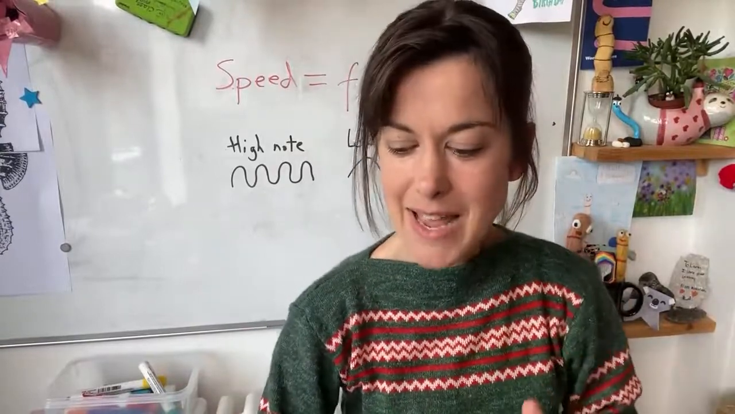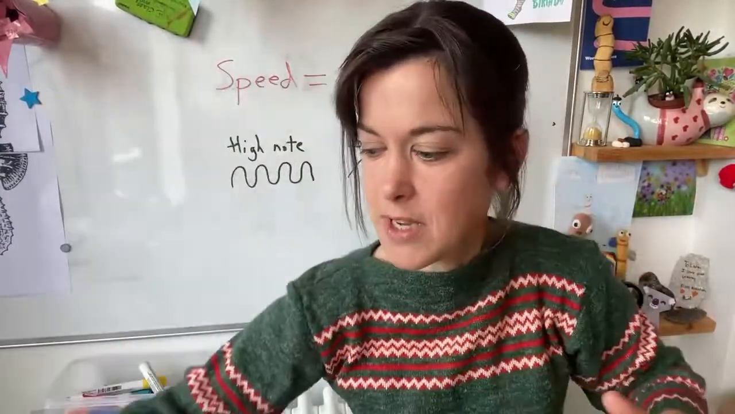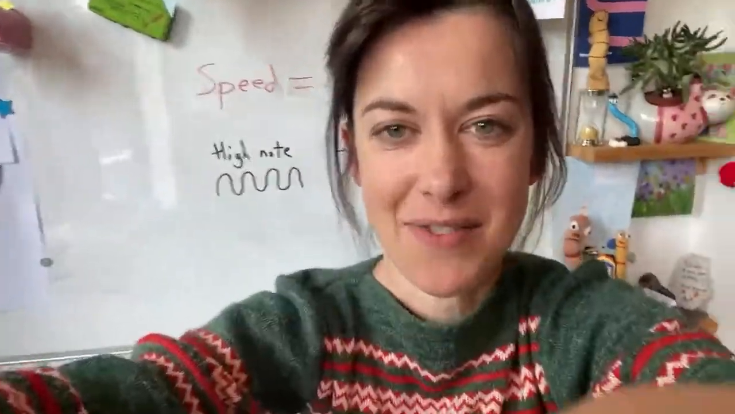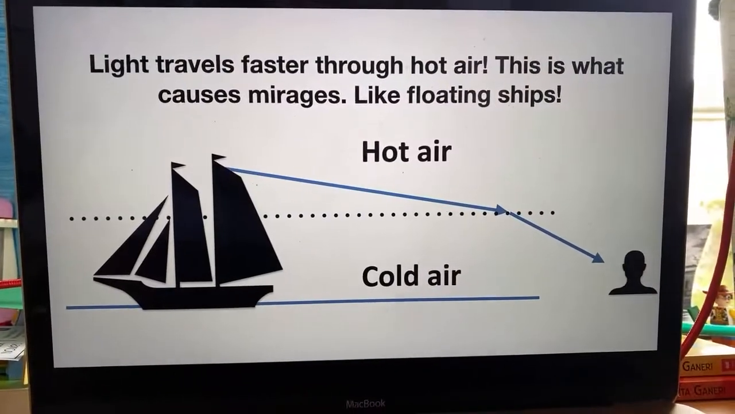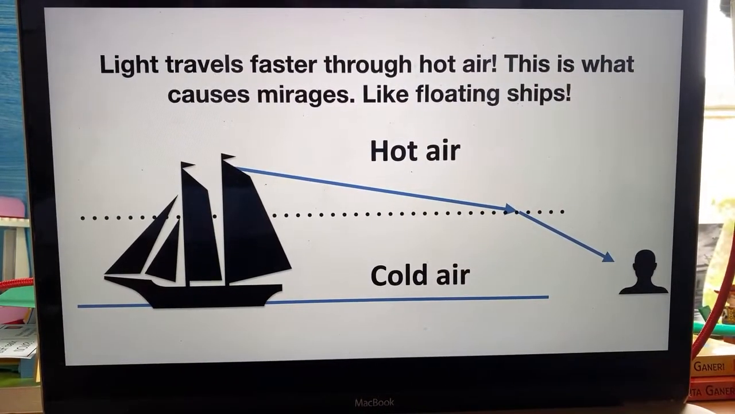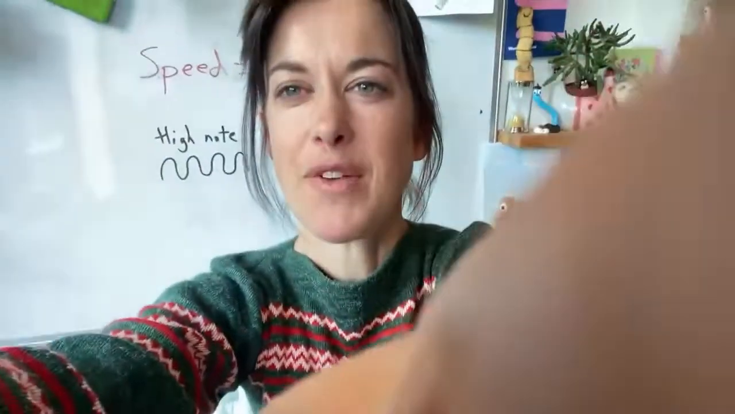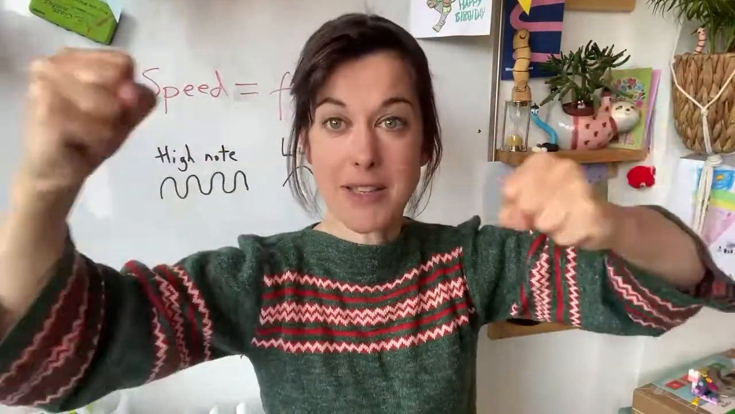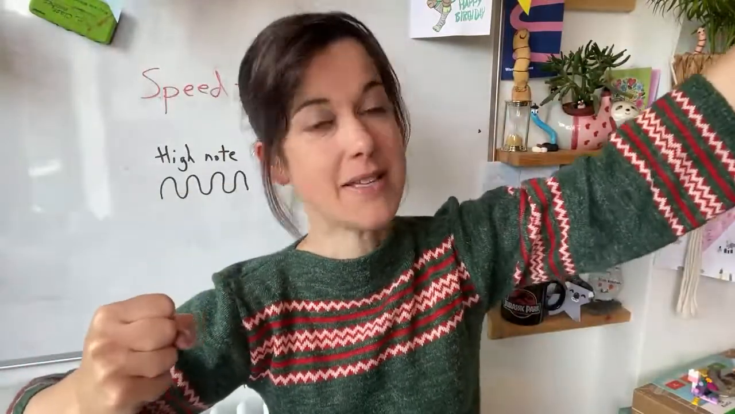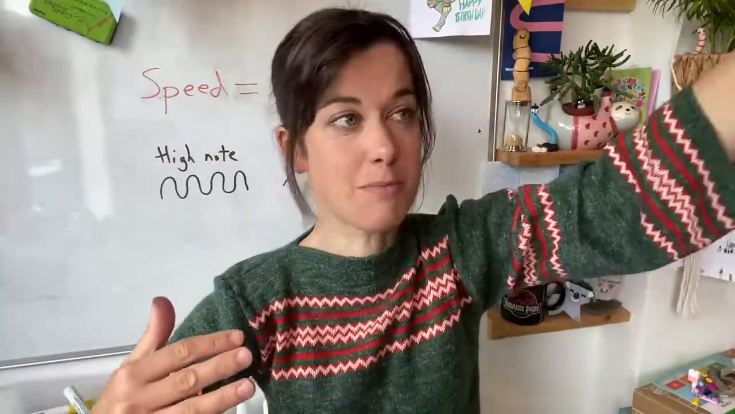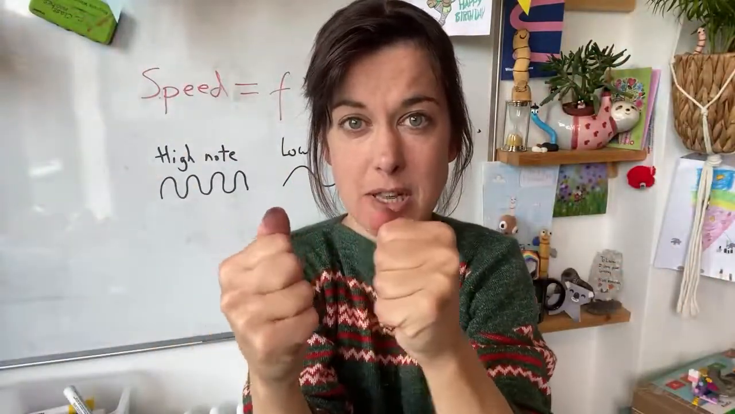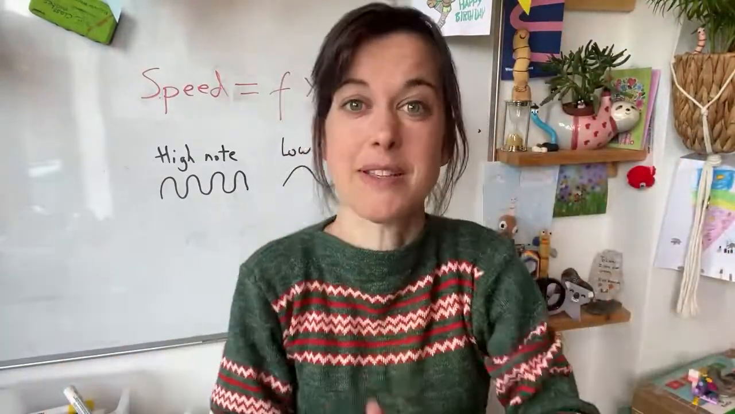Okay, so I've said that actually you can change the properties of like water or air to change the speed of a wave. This is a great fact. Let's have a look at this just before we go. Light travels faster through hot air, and this is what causes mirages like floating ships. So, I mean, if you know a little bit about particle physics, and we will talk about it later, this makes sense, right? Hot air, the particles have got more energy and they're further apart. So it makes sense that light would be less impeded, would be able to travel faster through hot air. Particles are further apart. Cold air, the particles are much closer together, so the light is going to be interacting with more particles. It's harder to get through.